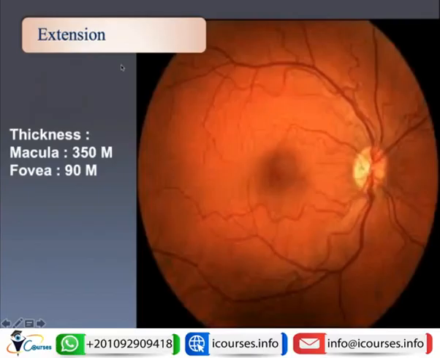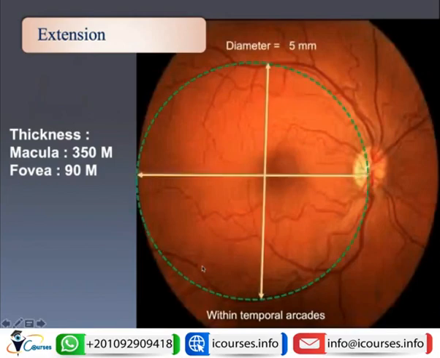Let's now talk about the extension of the macula. The macula is occupying the central part of the posterior part of the retina, which is about 5 millimeter in diameter.